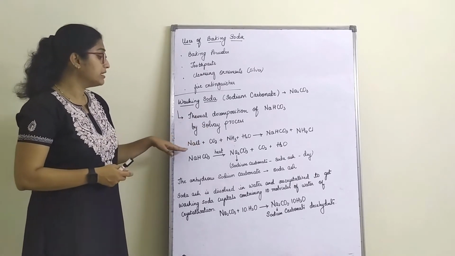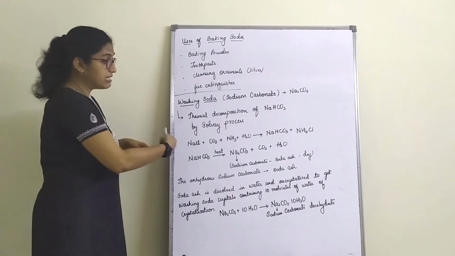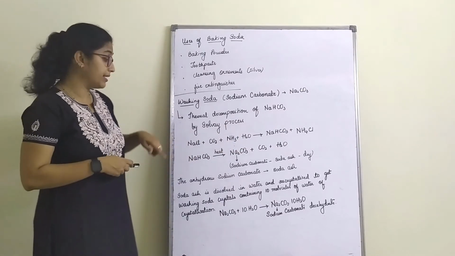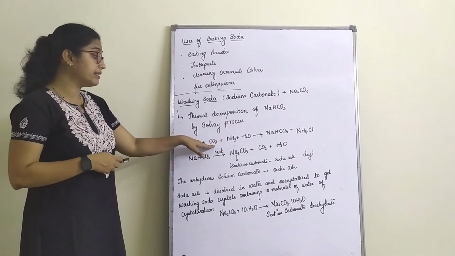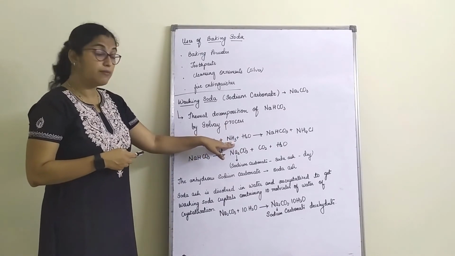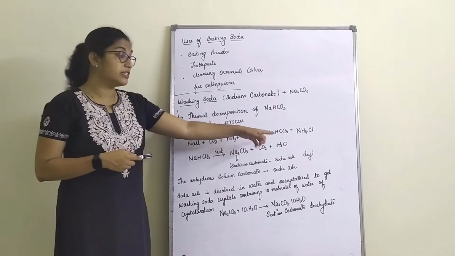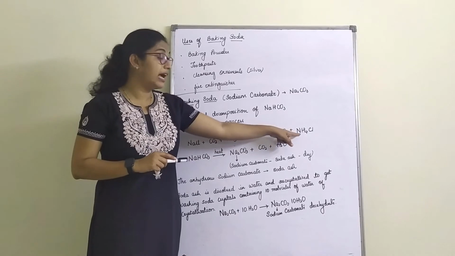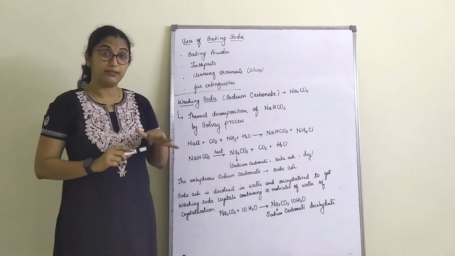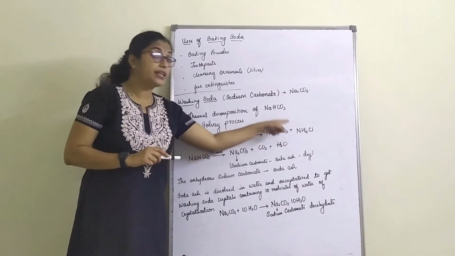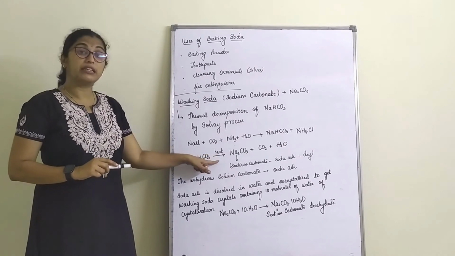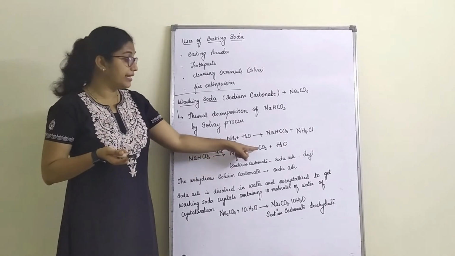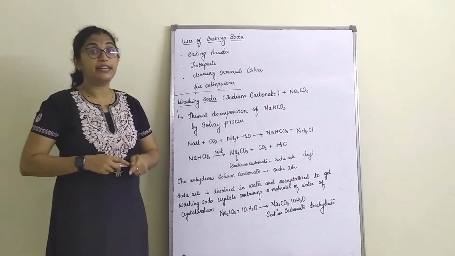What happens here? First I have written the same equation, how we produce sodium bicarbonate. Sodium chloride, on treating with carbon dioxide and ammonia with water, gives us baking soda, that is sodium bicarbonate, and ammonium chloride, right? This sodium bicarbonate on further heating decomposes to sodium carbonate, carbon dioxide and water.